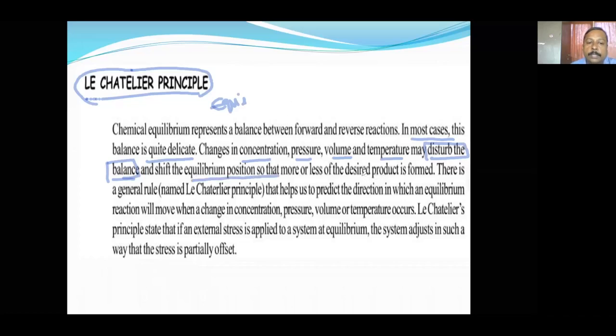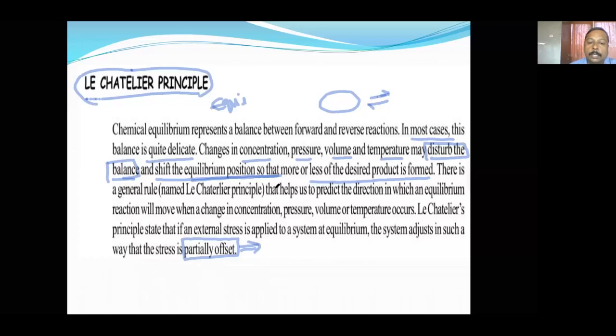That is what the Le Chatelier principle says. Okay. The equilibrium position shifts so that less of the disturbance remains. Suppose in some situation you are disturbed, you will act in such a way that the disturbance will be nullified. In 2013, I think, the word partially offset was used. So that time people were not able to understand the meaning and did not answer. Partially offset means it is going away from that disturbance.